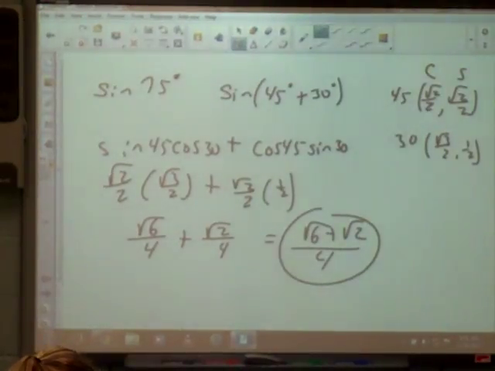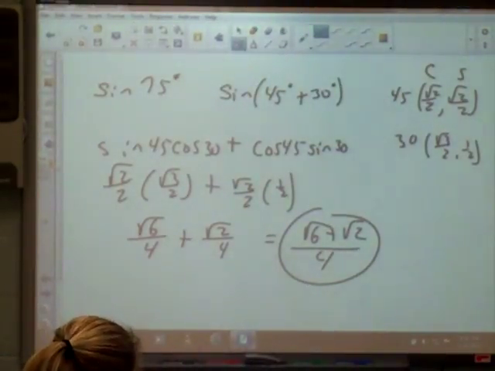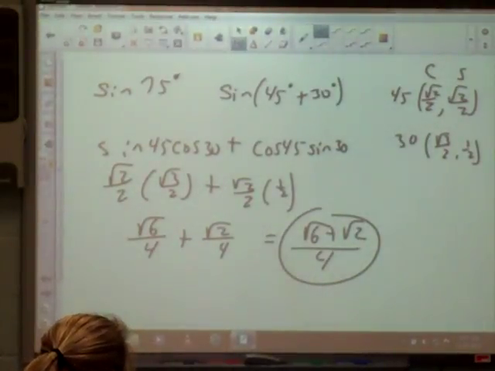Isn't that ironic? I always get scared though. Did I mess up? How do I get the same answer? I put it in my calculator. You checked it? Good. Macy checked. Well, I just did the sine of 75 and you did the same thing.